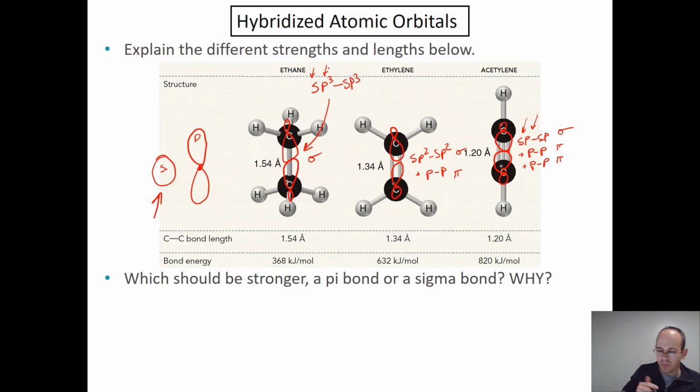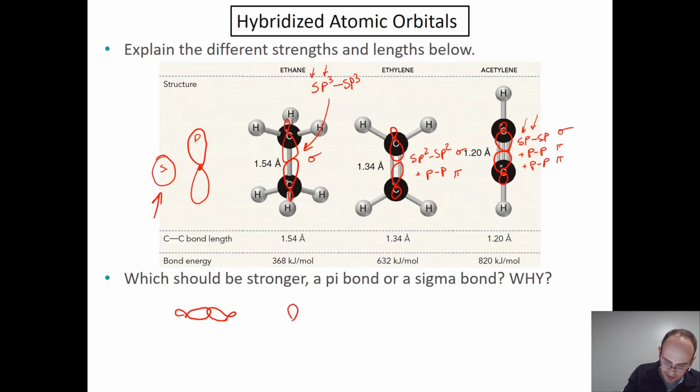All right, this last question down on the bottom: which would be stronger, a pi bond or a sigma bond, and why? I love this question. It's a great question. The answer is a sigma bond, and it's a sigma bond because it's that head-on overlap. So if I draw sp hybridized overlap, this is pretty straightforward. You've got head-on overlap of orbitals.